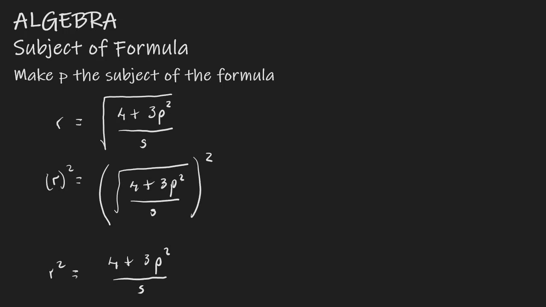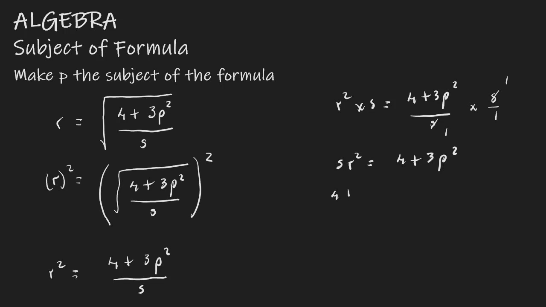On the right-hand side of my equation, I can see that the p term is being divided by s. I need to remove this s term there, so I need to use the opposite operation of division, which is multiplication. R squared times s is equal to (4 plus 3p squared) over s times s over 1. On the right-hand side, I have s in my numerator and s in my denominator, so the two of them can divide into each other. I'm left with s r squared is equal to 4 plus 3p squared. I can rewrite this formula as 4 plus 3p squared is equal to s r squared.